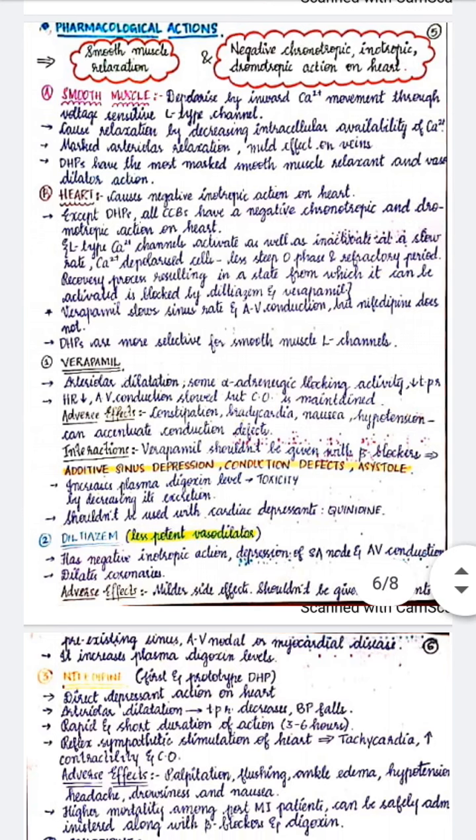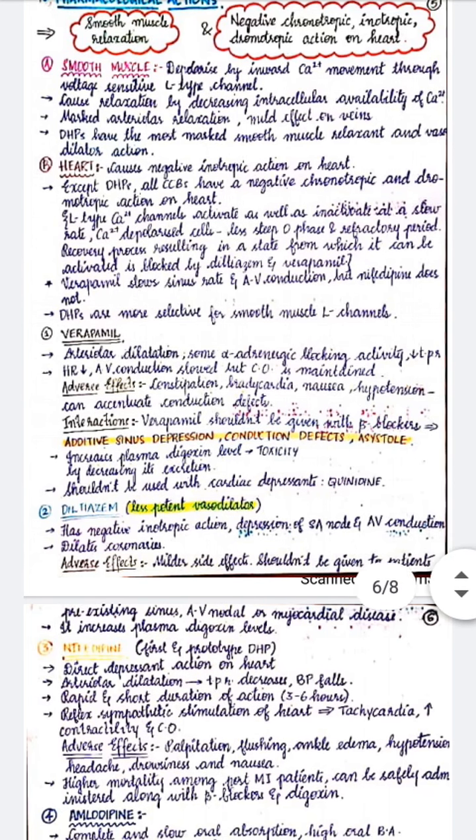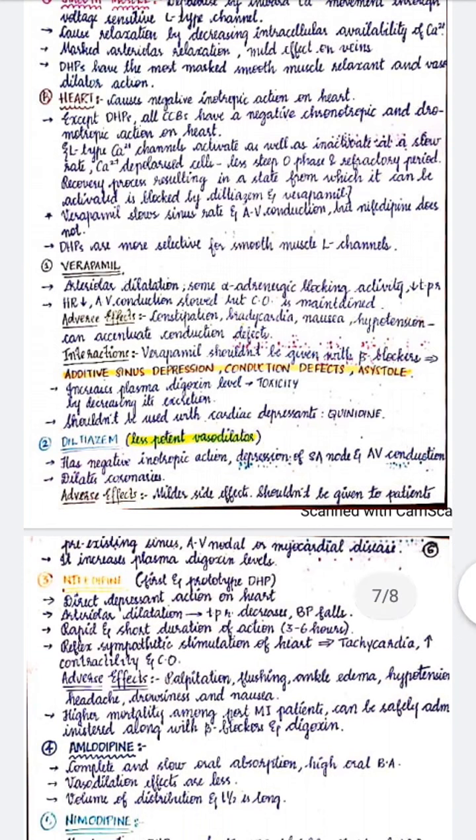DHPs have the most marked smooth muscle relaxant and vasodilator action. On the heart, it causes negative inotropic action. Except DHPs, all other calcium channel blockers have a negative chronotropic as well as a dromotropic effect on the heart.